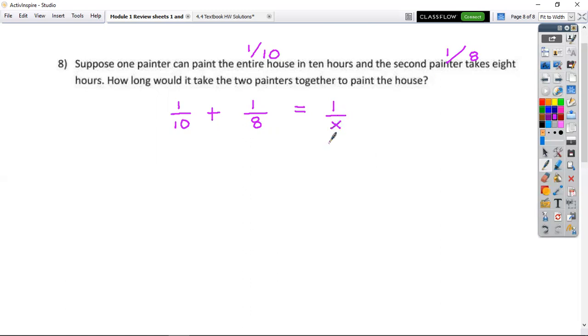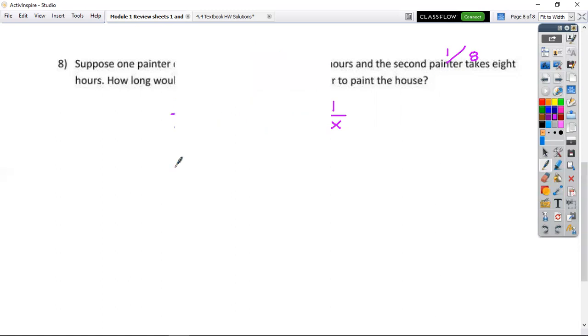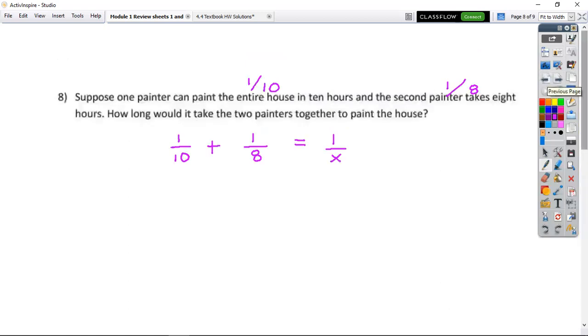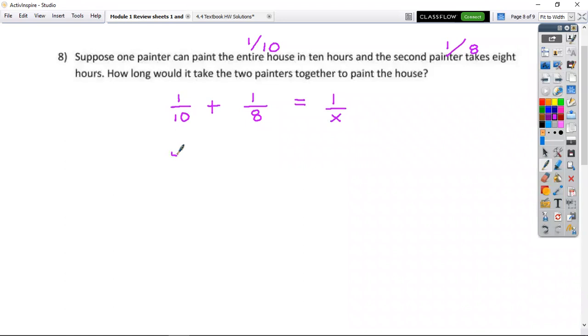And all you have to do is find a common denominator. So we're looking for ideally the smallest number that 10 and 8 both go into. So 8 doesn't go into 10, 8 doesn't go into 20 or 30. How about 40? Yes, I'm going to do a common denominator of 40x. And then common denominator 40x, and common denominator 40x.